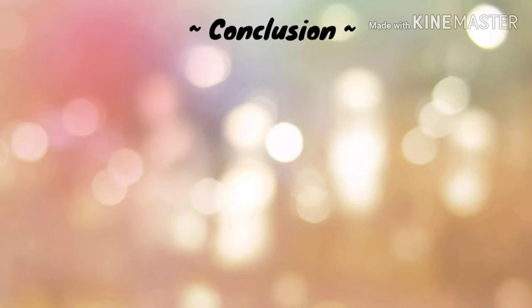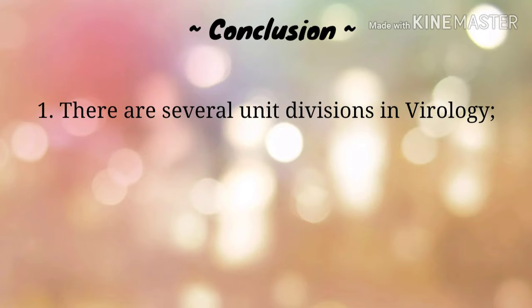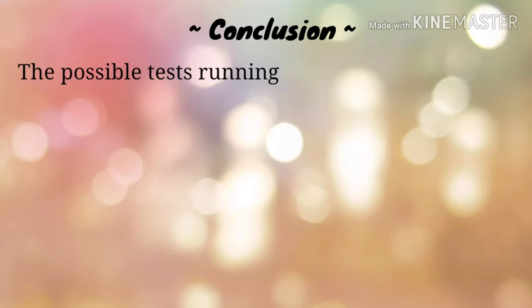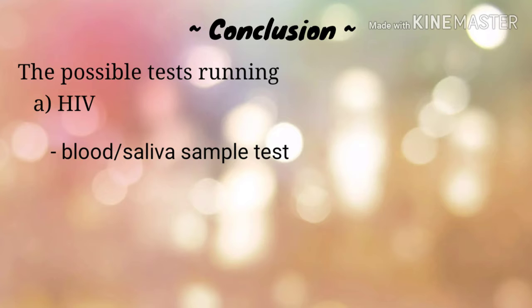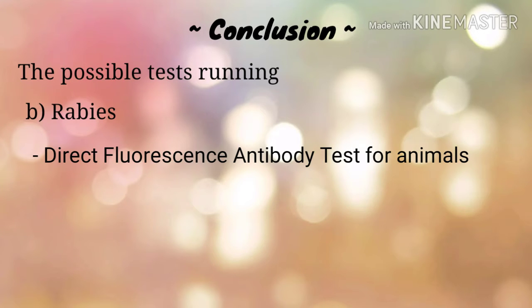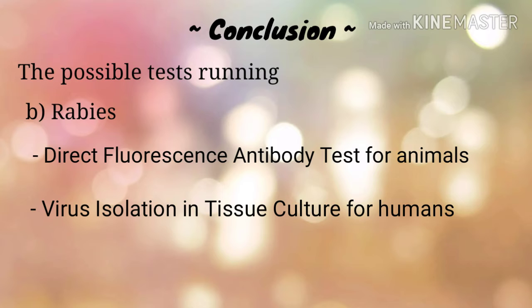In a nutshell, there are several divisions in virology, such as HIV, rabies, influenza, poxviruses, and hepatitis. The possible tests for HIV are the blood or saliva sample test and the ELISA test. In addition, for rabies, the direct fluorescent antibody test for animals and virus isolation in tissue culture for humans.